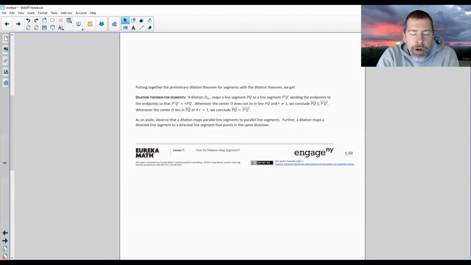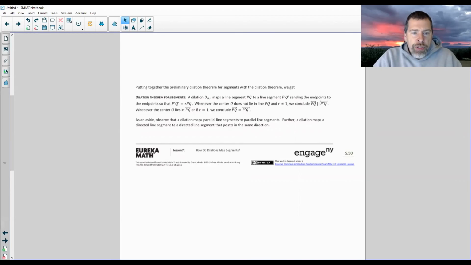So a dilation D about our point O of scale factor R maps the line segment PQ to a line segment P prime Q prime, sending the endpoints to the endpoints so that P prime Q prime equals R, the scale factor, times PQ. Whenever the center O does not lie in line PQ and R is not equal to 1, we can conclude that the line PQ will be parallel to P prime Q prime. Whenever the center O lies in the line PQ, or if R equals 1, then we can say that line PQ is equal to P prime Q prime.